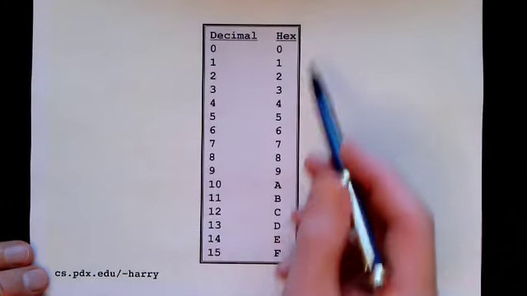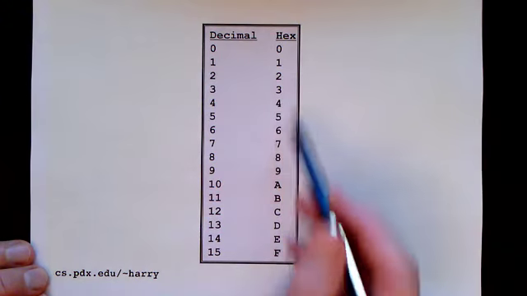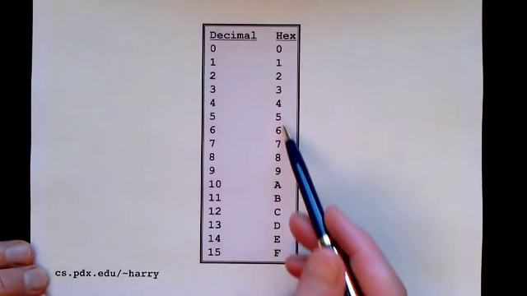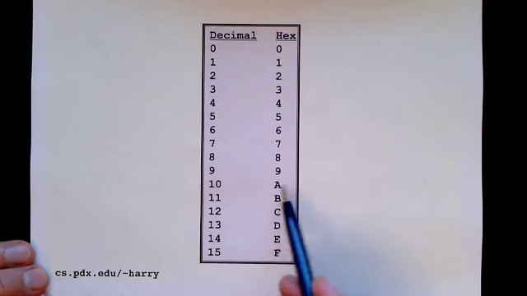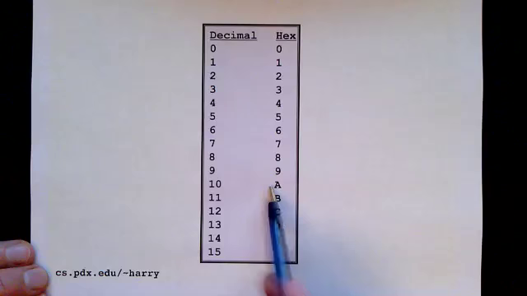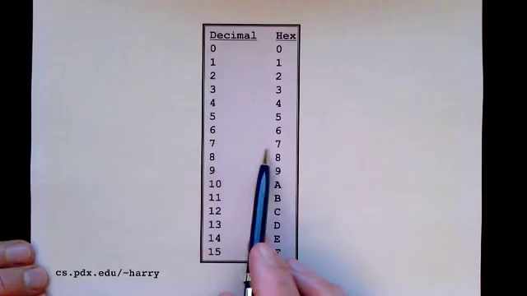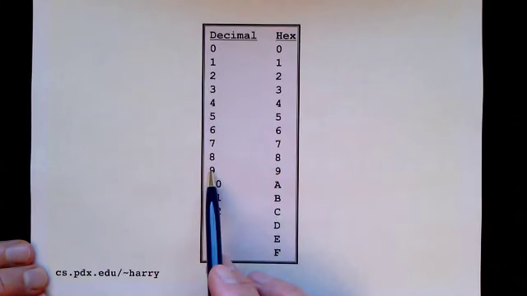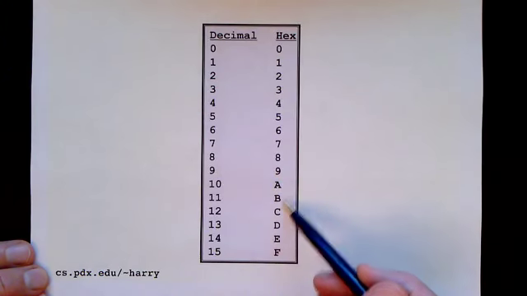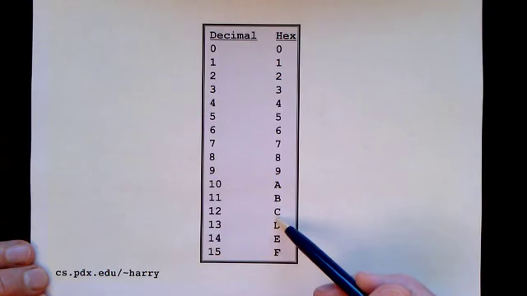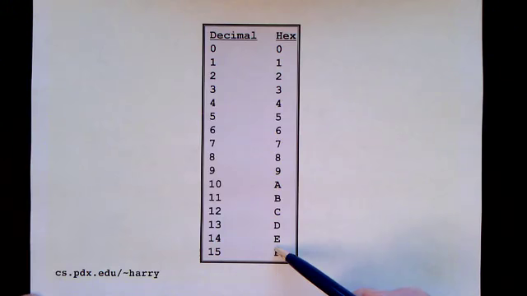Here are the hex digits: 0, 1, 2, 3, 4, 5, 6, 7, 8, 9, A, B, C, D, E, F. And here is their value. Of course, the first 10 of these have the same value as decimal, so that's easy enough to remember. But you should remember that A is 10, B is 11, C is 12, D is 13, E is 14, and F is 15. So commit this information to memory.